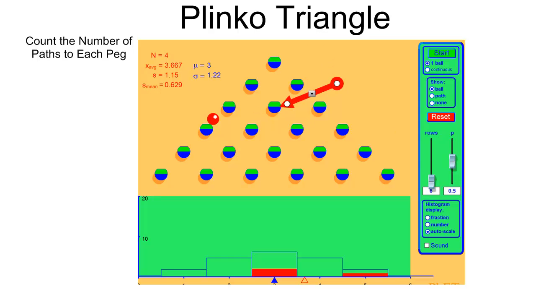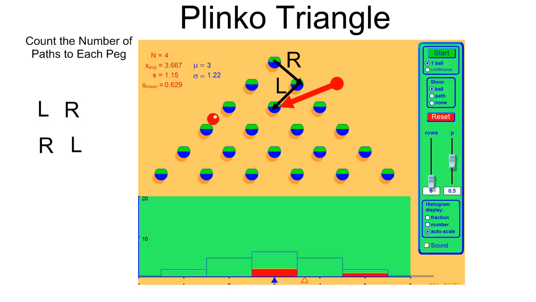Well, I'm going to do a little bit of counting here, and so one possibility is that the ball could go to the left to start with, and then it could go to the right. And so there's one possible path, left and then right. Now, it's also possible that the ball could go right first and then left. And so right first and then left is another possibility. And so I see I have two paths to get to the second peg in the third row.